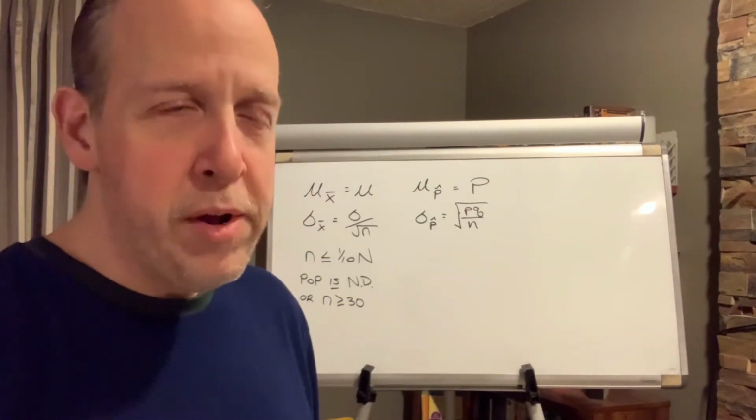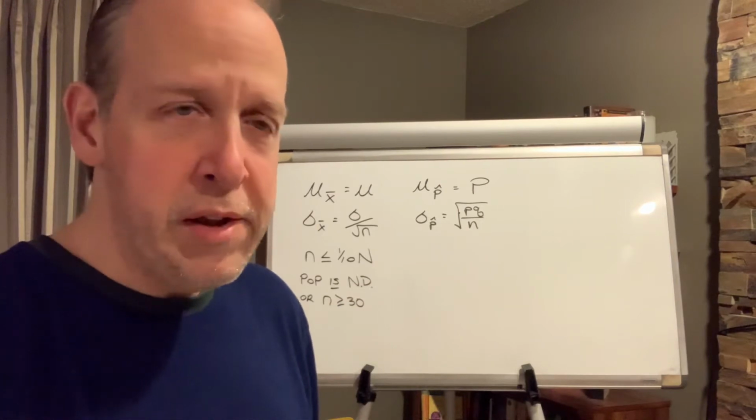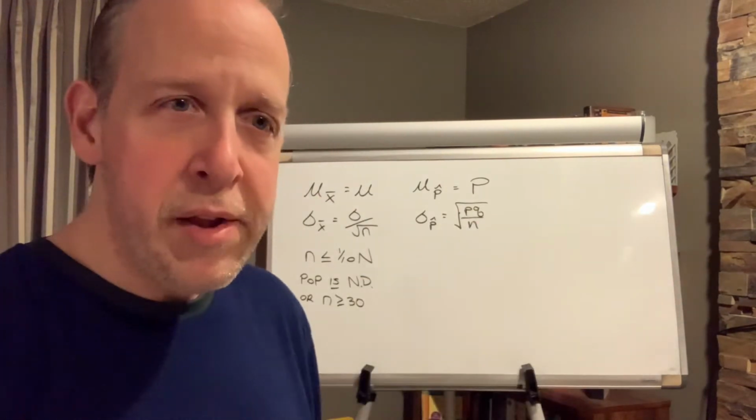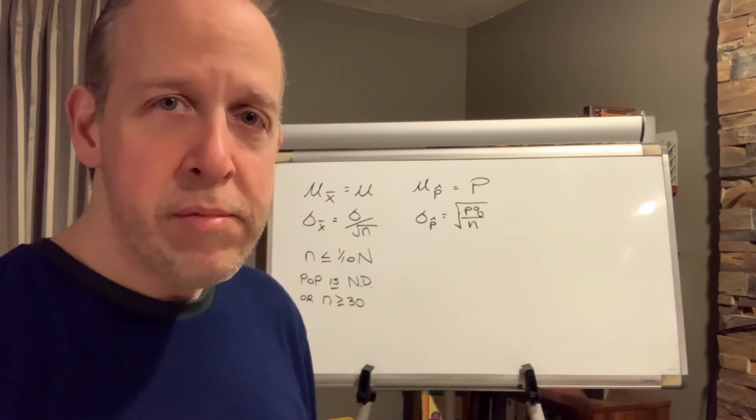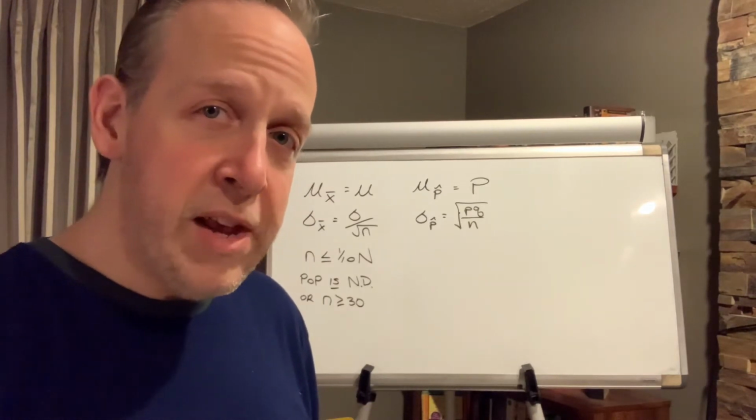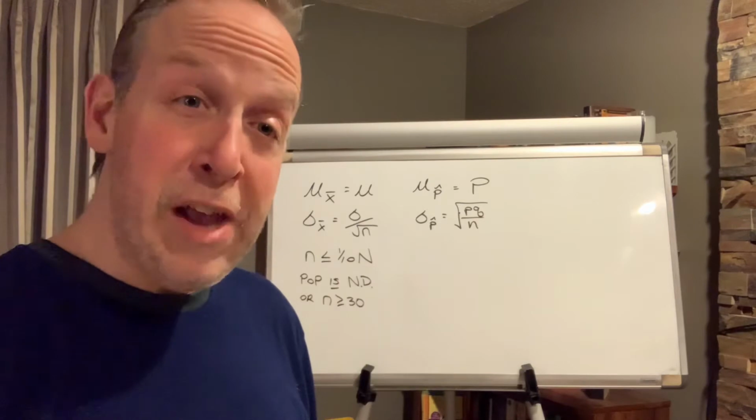So the square root of success, 72%, times failure, 28%, divided by the sample size, whatever my sampling size was. And that's how we find the standard deviation of the sampling distribution of the sample proportion.